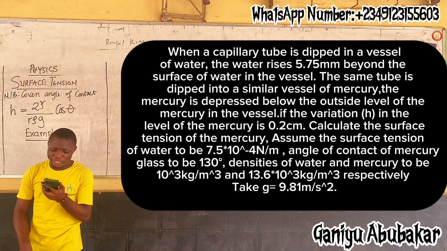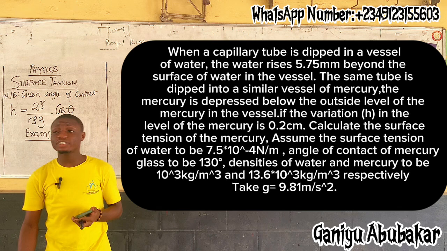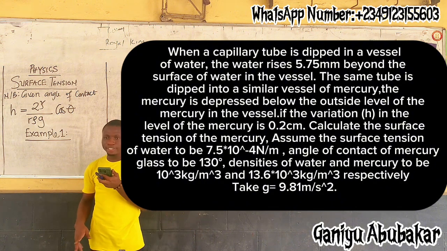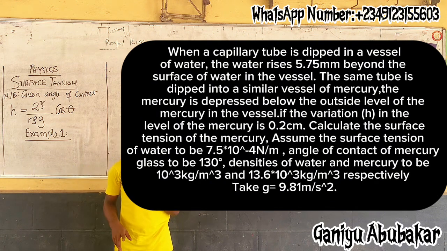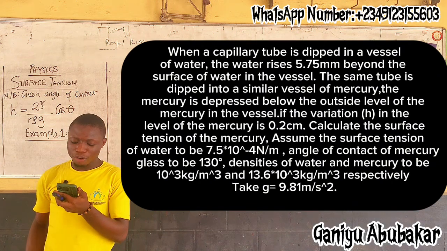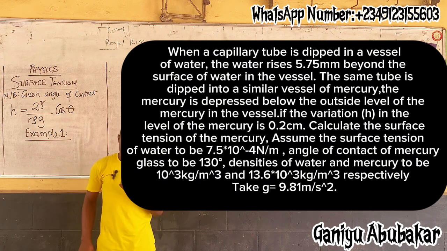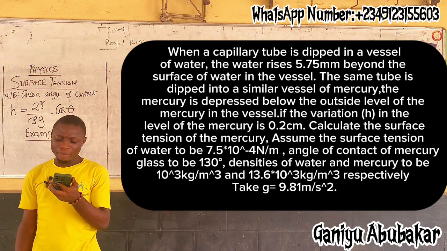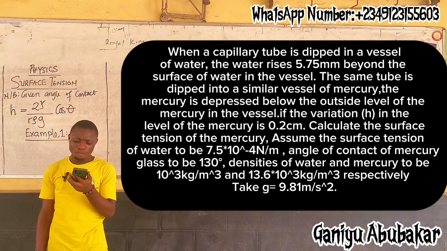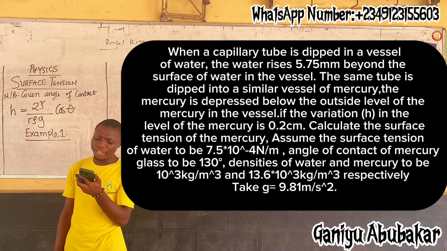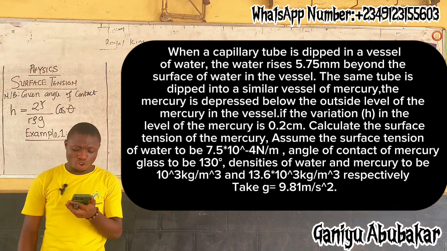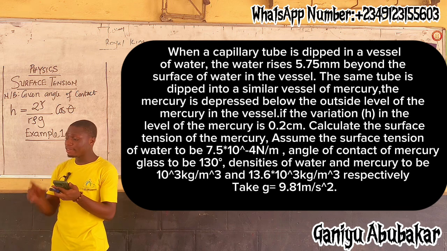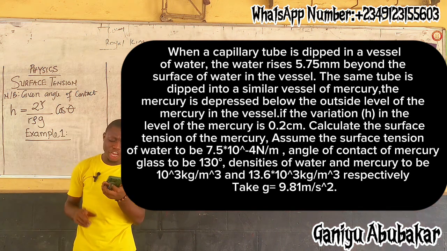The same tube is depressed into a similar vessel of mercury, the mercury is depressed below the outside level of the mercury in the vessel. Full stop, please.